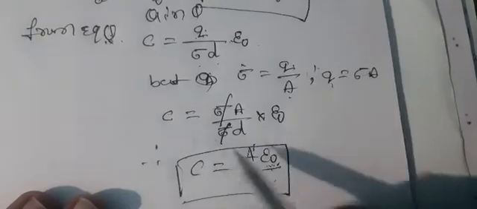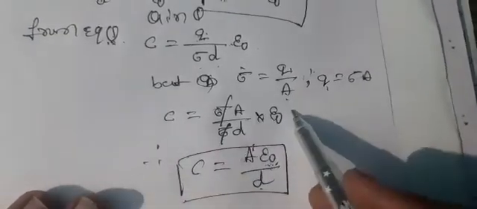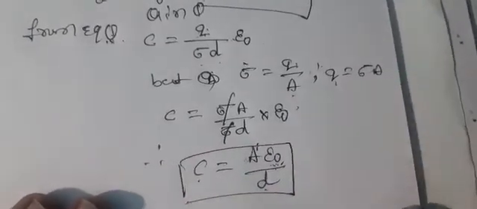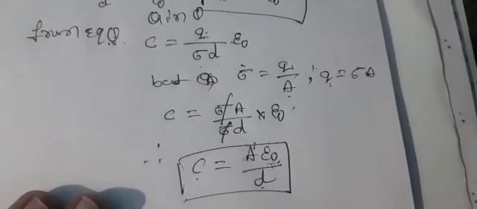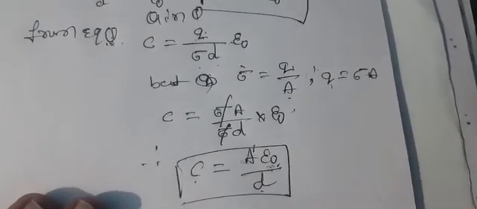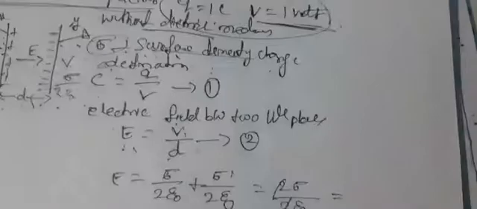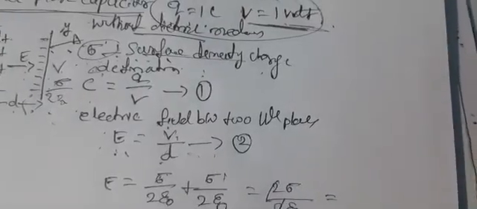Small d is the distance between the two conductors. C is the capacitance of a capacitor. This is the concept of the parallel plate capacitor.